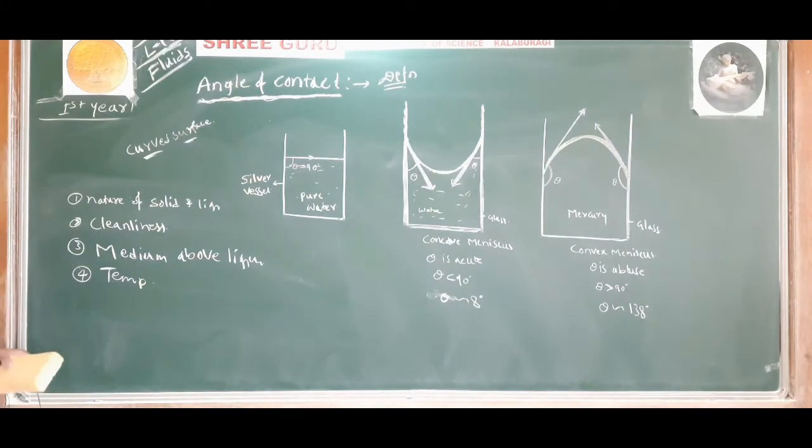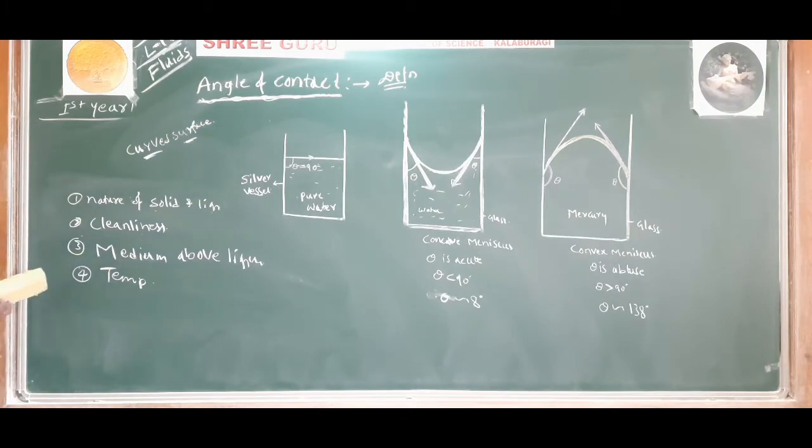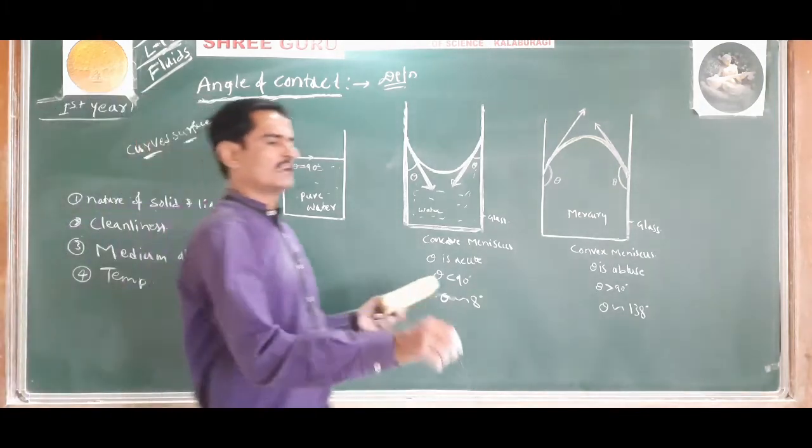So angle of contact depends upon the nature of solid and liquid. Angle of contact depends upon the cleanliness of the surface, and angle of contact also depends upon the medium above the liquid surface, and angle of contact depends upon the temperature.